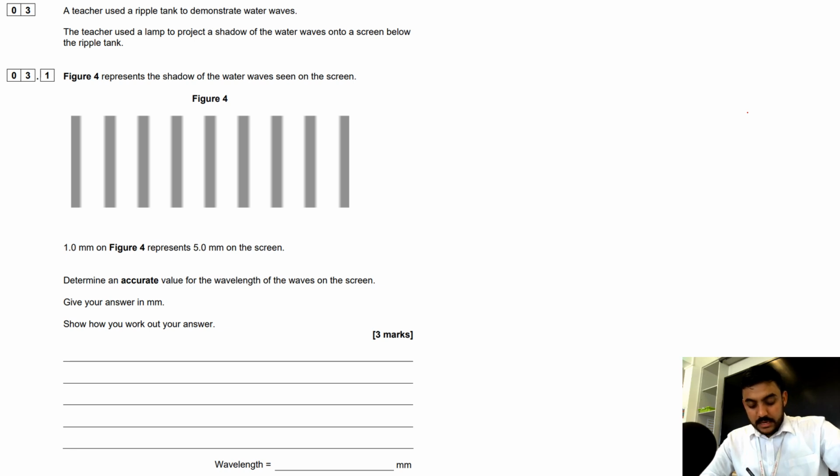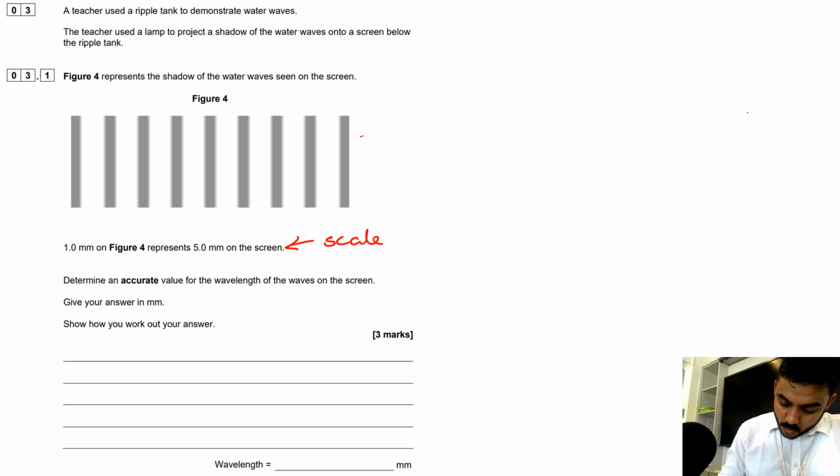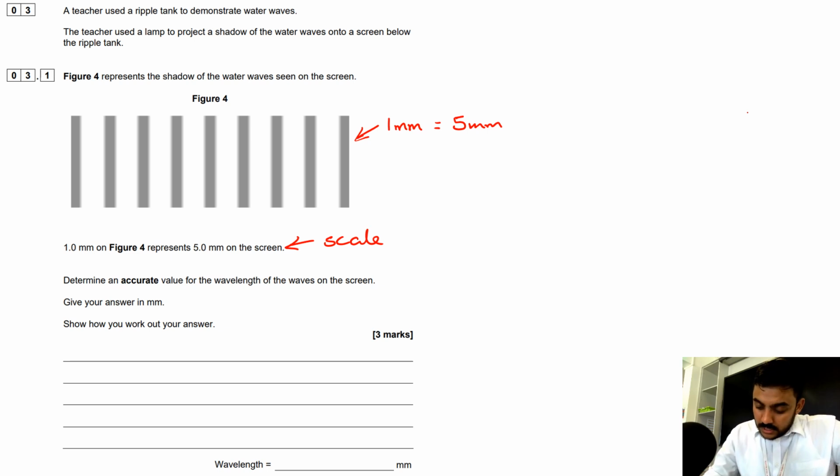So, determine the accurate value for the wavelength of the waves on the screen. Here is our scale, and 1 millimeter here equals 5 millimeters on the screen, and we have to measure the wavelength on the screen. When you see multiple waves and you're asked to find the wavelength, you look at the number of full waves and you measure the length of the number of full waves, and then you divide by the number of waves so that you have the length of one wave.